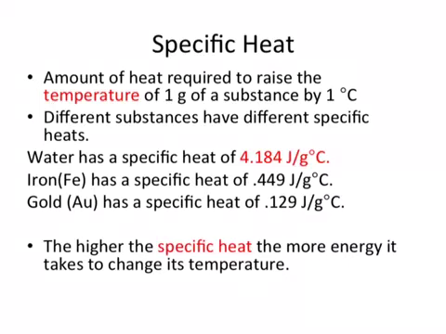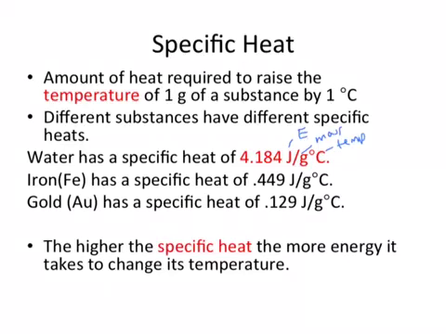Remember that the joules represent the energy per gram degrees Celsius, which would be the mass and the temperature change. Whereas iron and gold have specific heats that are a lot lower. Iron's specific heat is 0.449 joules per gram degrees Celsius, and gold has a specific heat of 0.129 joules per gram degrees Celsius. Think of those values as dollars.